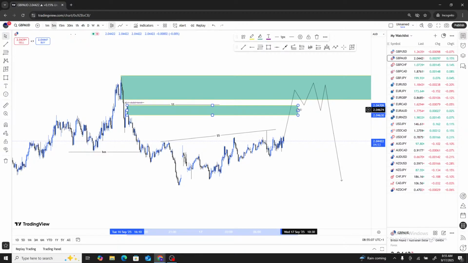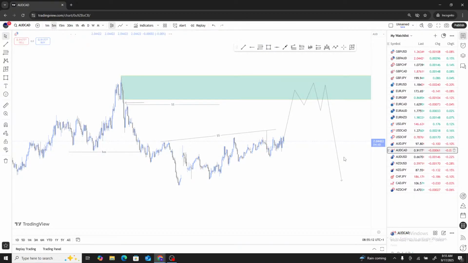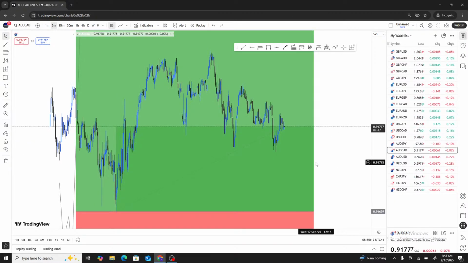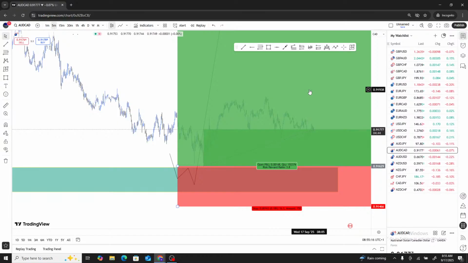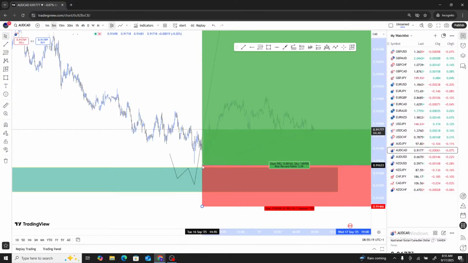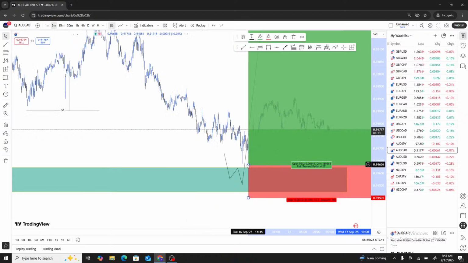As for the AUD CAD, I think it's going pretty well to the upside. It keeps pushing to the upside in profit. So at this point, people in this trade can consider taking their stop loss to break even. At least protect your capital while price keeps pushing to the upside. Okay.